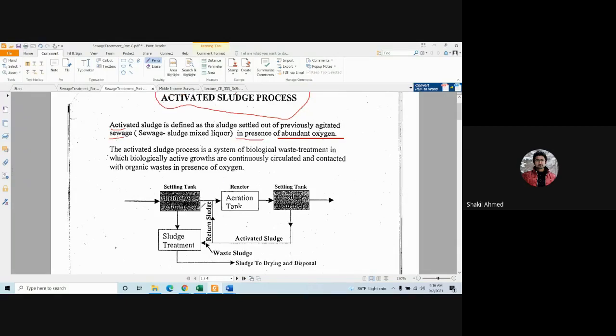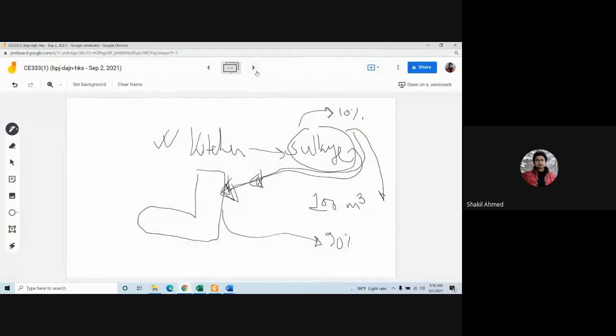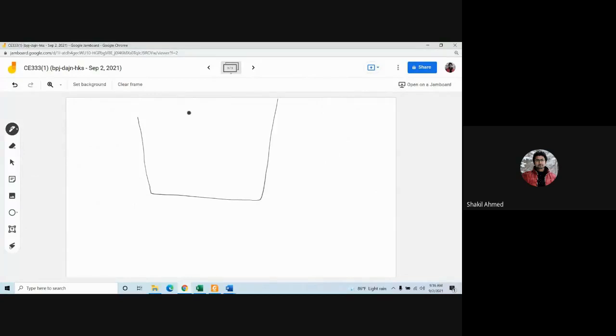First of all, what is sludge? Sludge is what you get when you treat sewage. For example, this is sewage. When you treat this, you'll get some solid matters, which are aggregated together and which have large moisture content. So this is sludge.